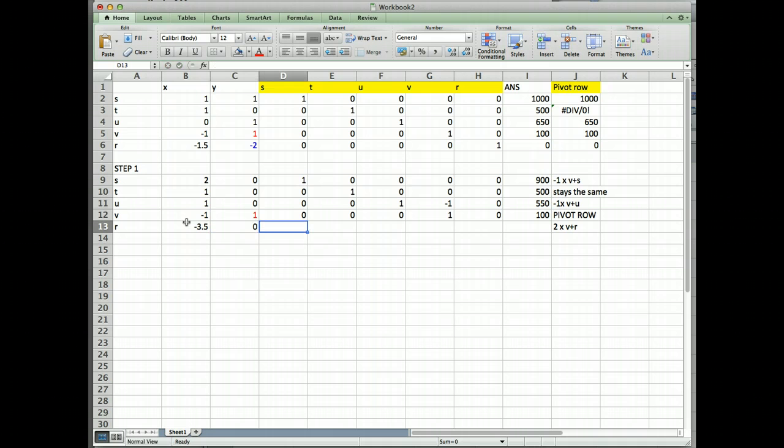Then we have 0. 2 times 0 is 0. 0 plus 0 is 0. And this actually occurs for the next 3 rows. Times V, or 2 times 1 is 2, plus 0 is 2. 2 times 0 is 0. 0 plus 1 is 1. And then 2 times 100 plus 0 is 200. And I did write over on the side what we were doing.